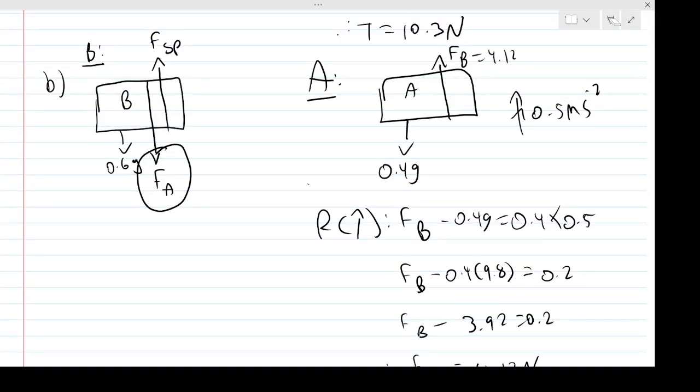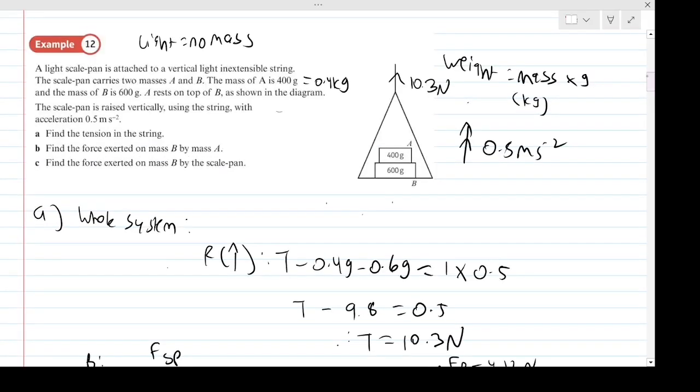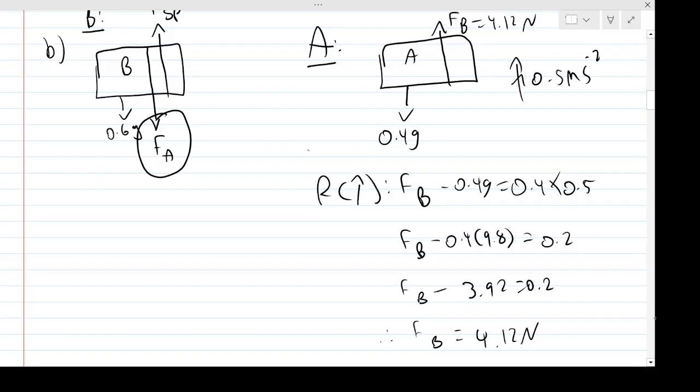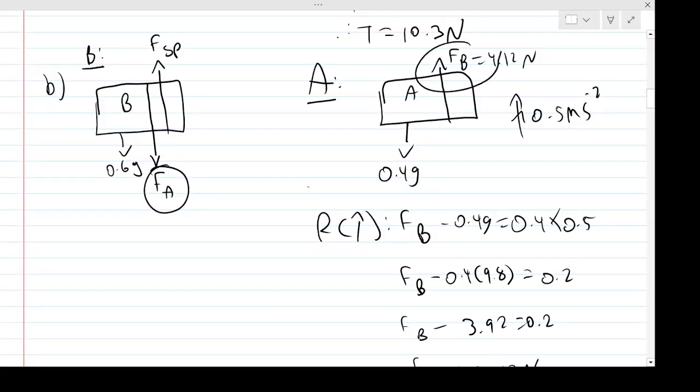Now, that's the force created by B onto A. That's the force B creates onto A, right? But I want the force exerted on B by A. I want the other way around. I don't want the force created by B. I want the force created by A onto B instead. I want this force here. But as we discussed, Newton's third law says that these two forces have to be equal but opposite.